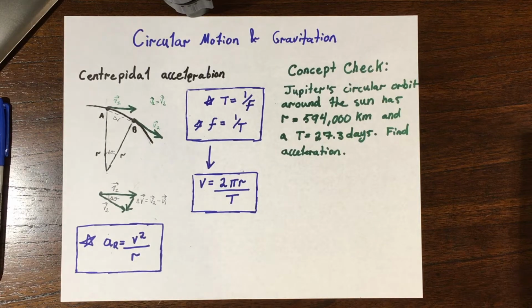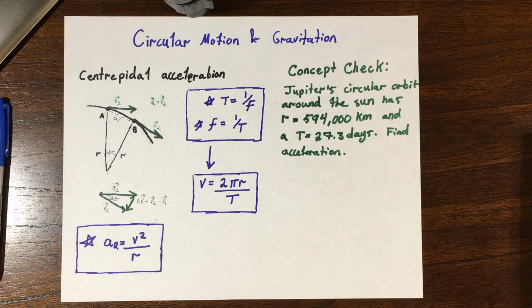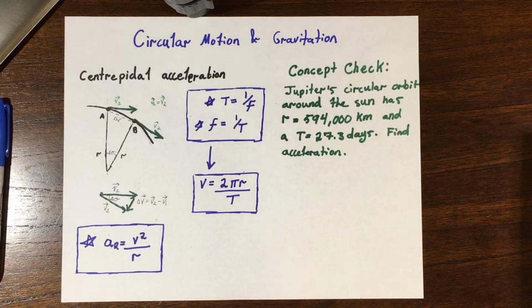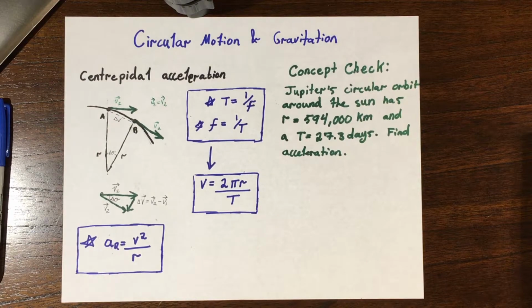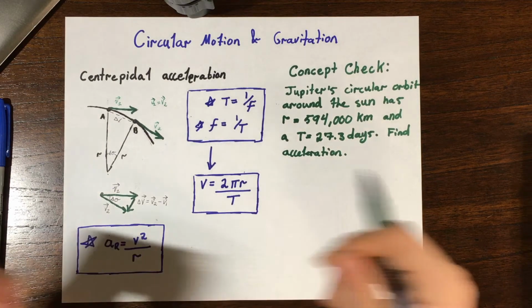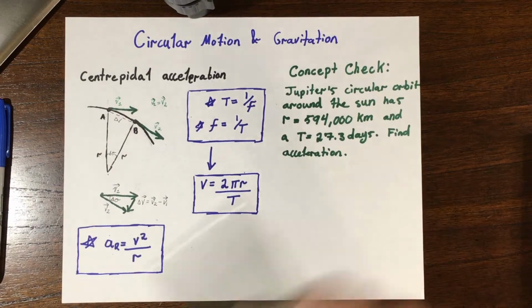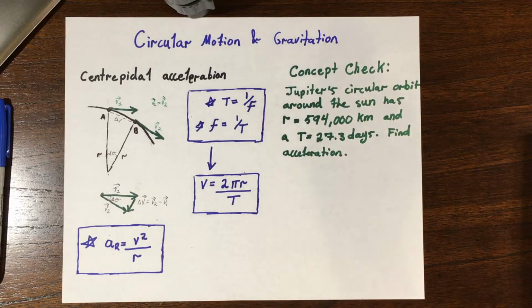Alright guys, so today we're going to be talking about circular motion and gravitation. The main concept of this unit is this idea of centripetal acceleration. In order to understand centripetal acceleration, we're going to have to think of an object, perhaps a ball that is attached to a string, and imagine that you are causing it to move in a circle of uniform velocity.